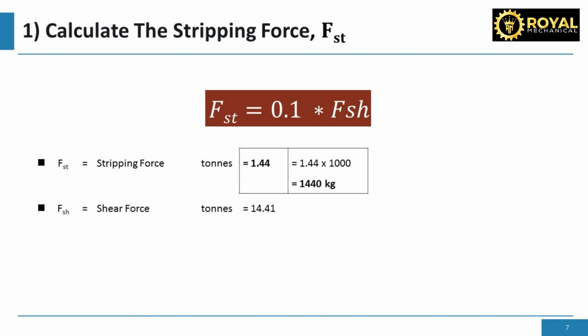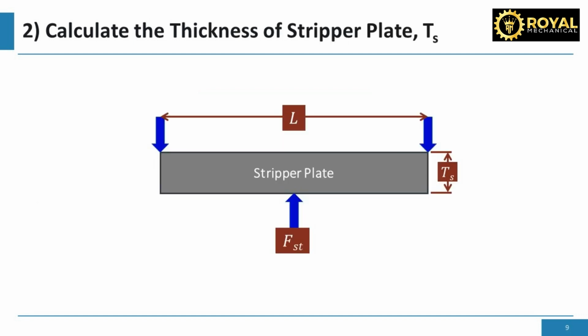1.44 tons is equal to 1,440 kilograms. 1,440 kilograms is equal to 14,126.4 newtons. Now let's calculate the thickness of the stripper plate, DS.